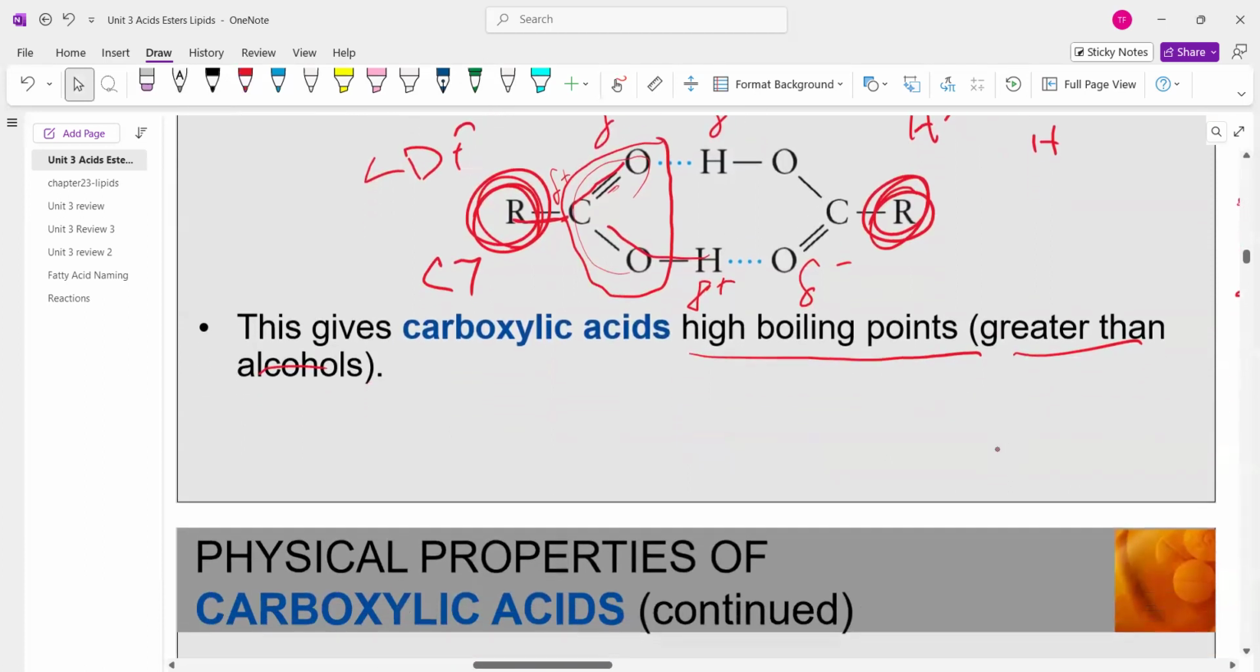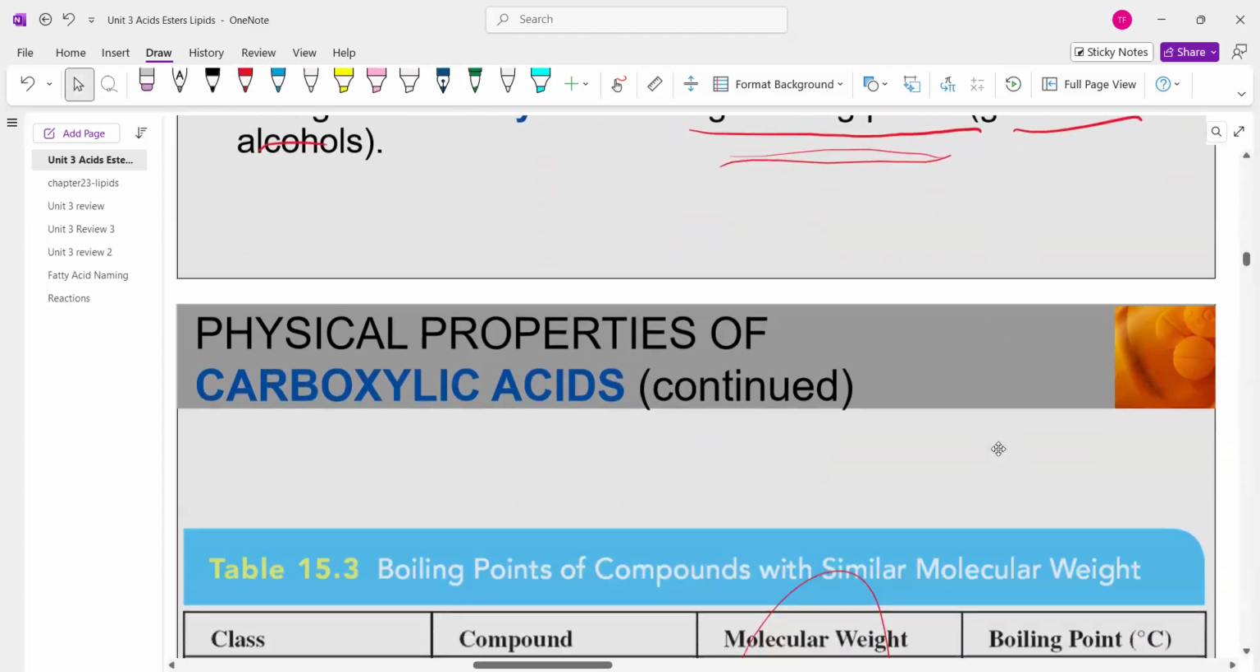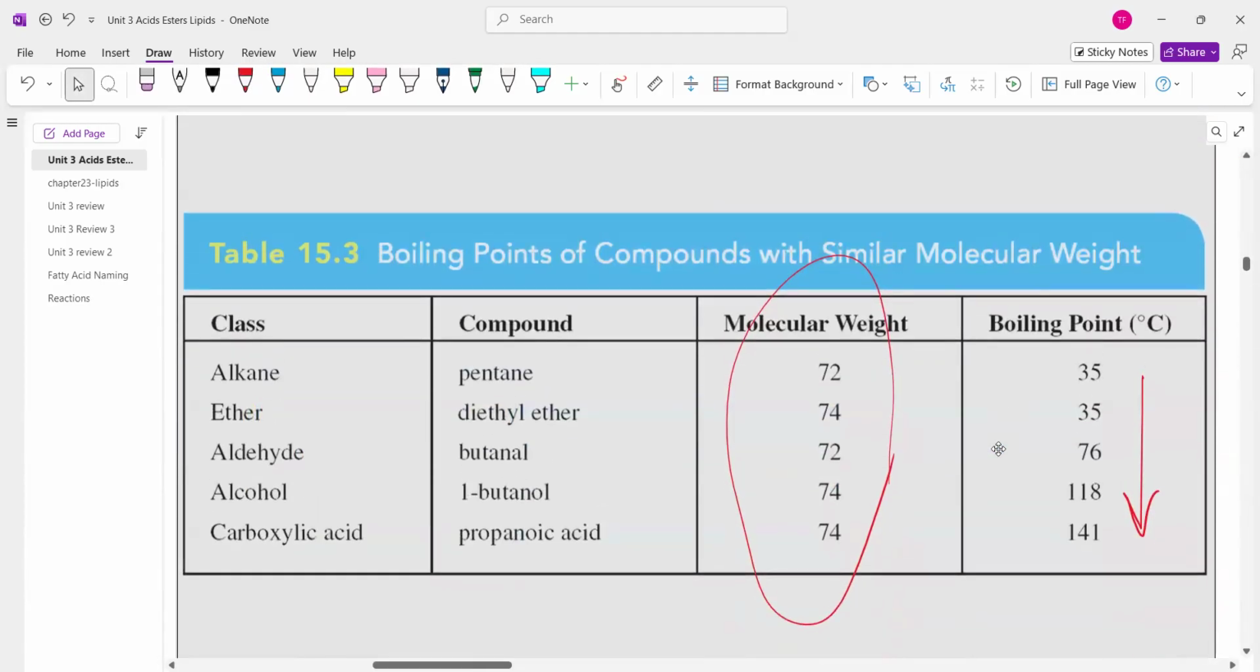Of course, because they're very, very polar, they have very high boiling points. Now, in units 1 and 2, we found that alcohols have the highest boiling points. Well, now we have one that's even higher, and that's carboxylic acids. If we look at a similar molar mass or molecular weight, notice the boiling point goes from low, which is an alkane, to the highest, which is the acid.